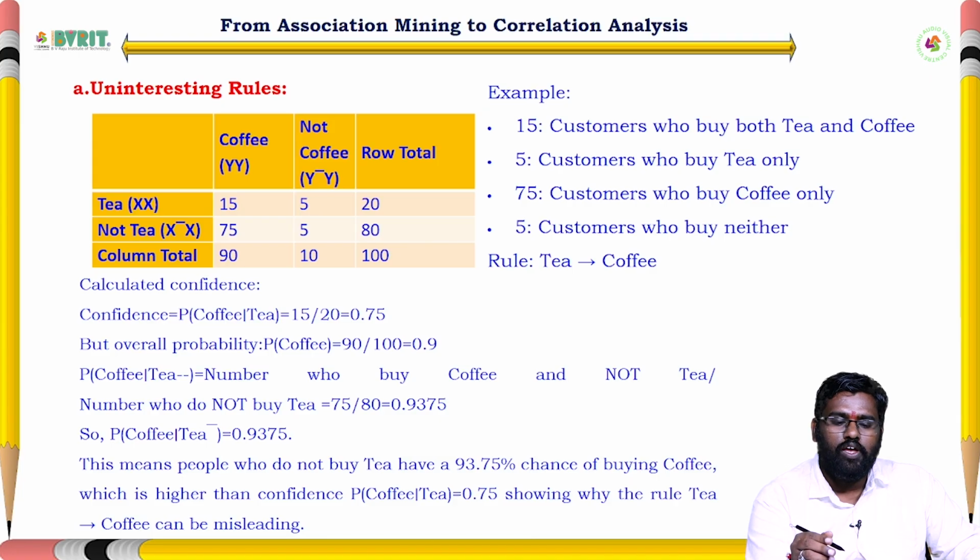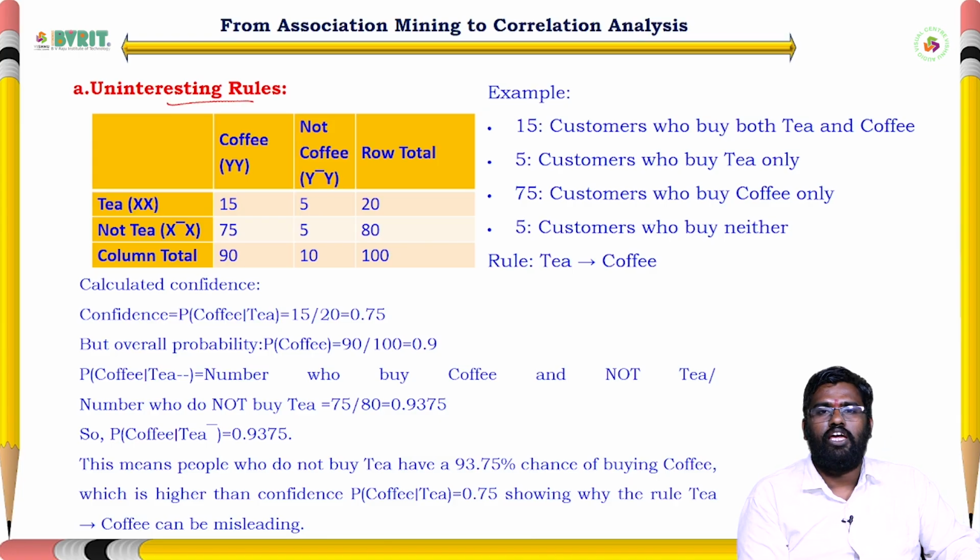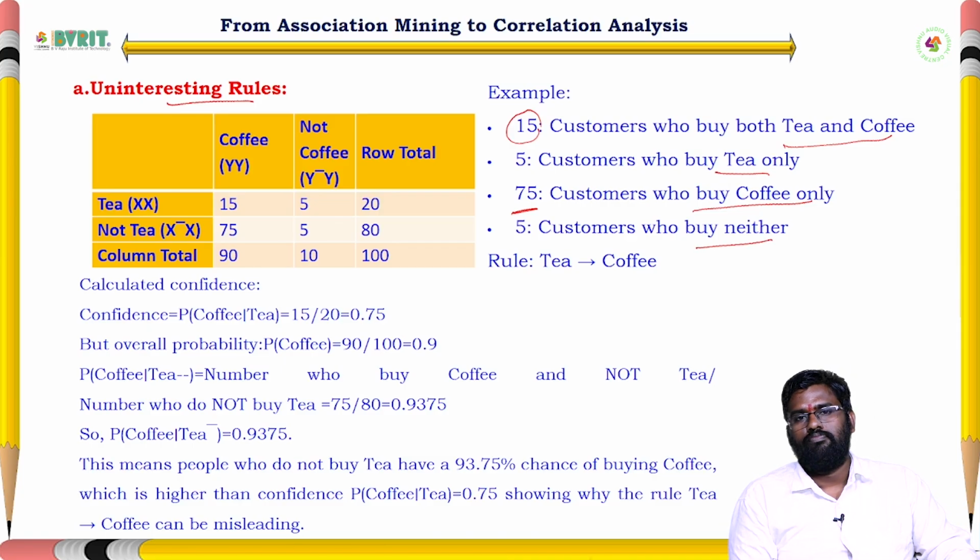Now see here, we are taking uninteresting rules. Uninteresting rules means the given condition is not satisfying that rule and we are not considering that type of rules. See here, I have taken one example. Out of 100, 15 members buy tea and coffee, 5 members buy only tea, 75 buy only coffee, and 5 buy neither tea nor coffee.